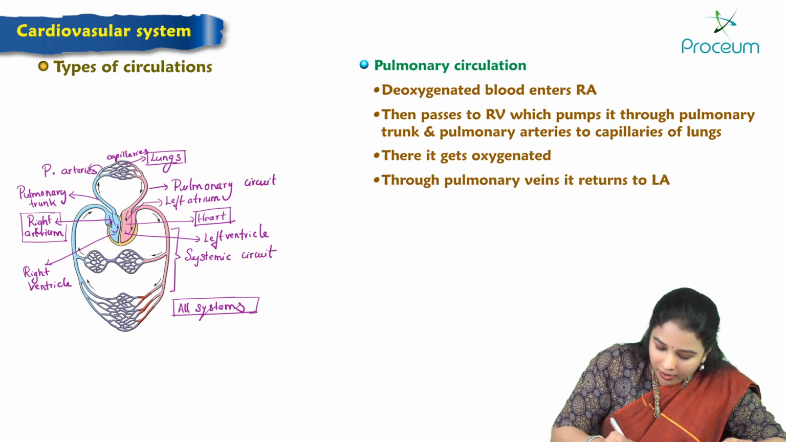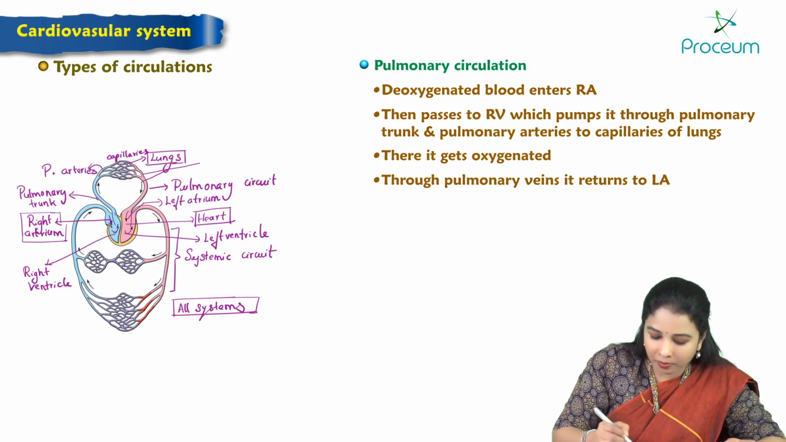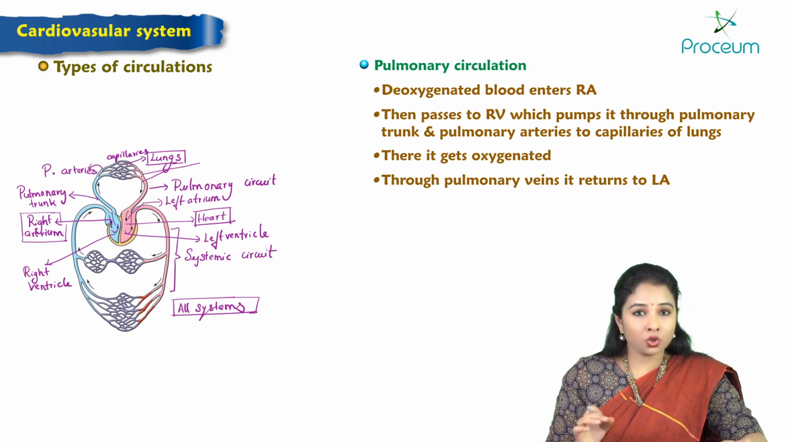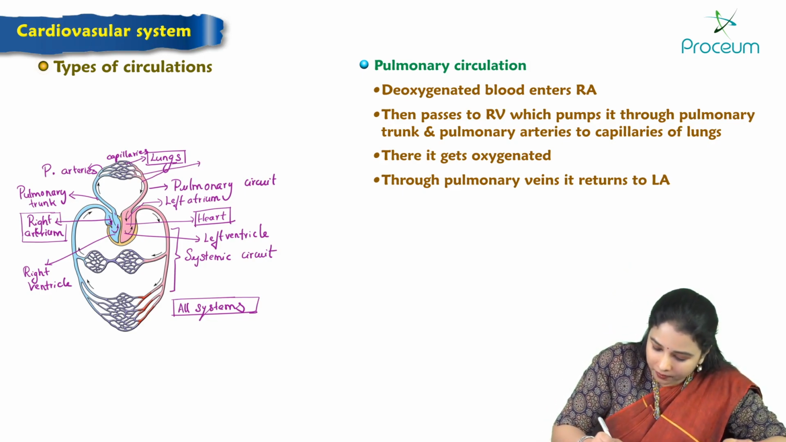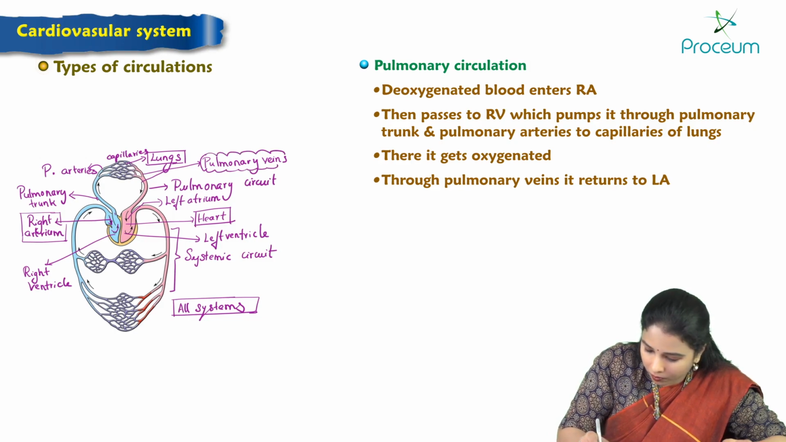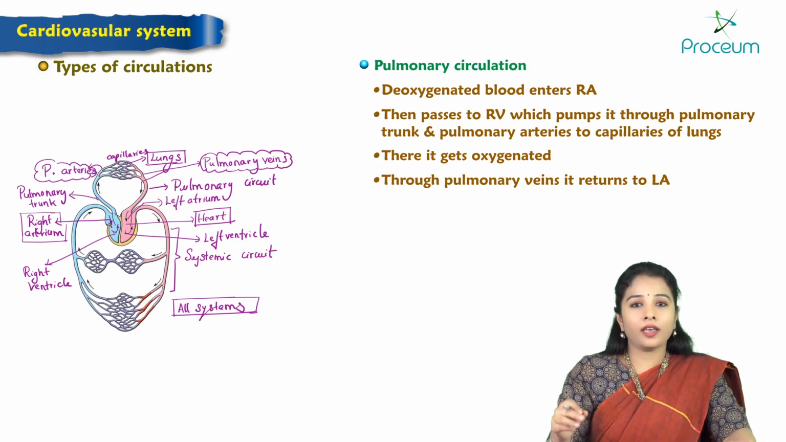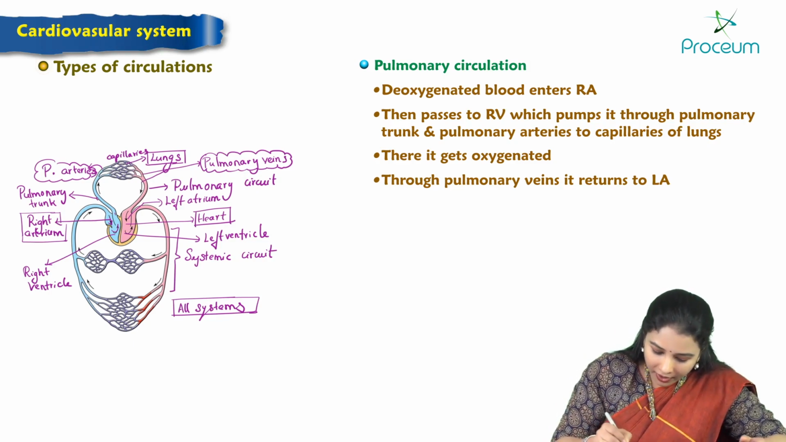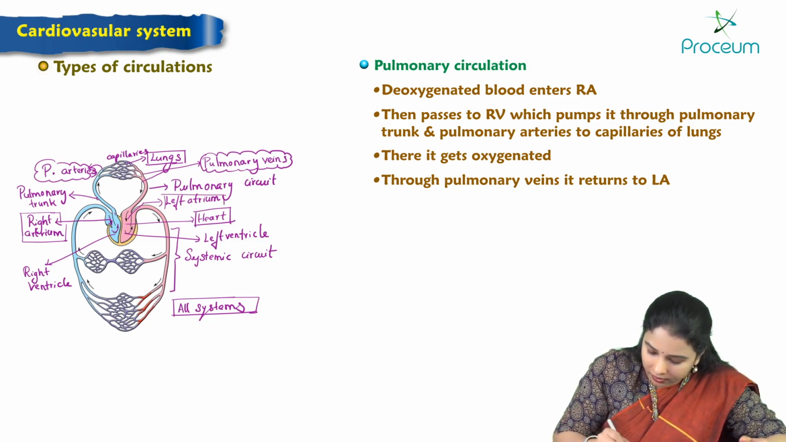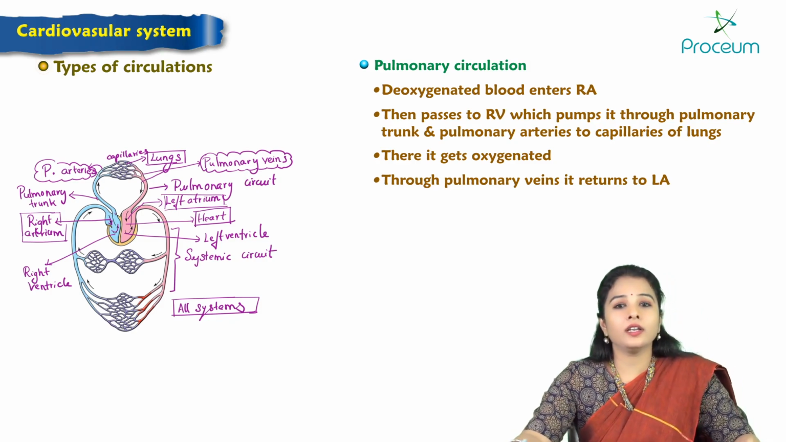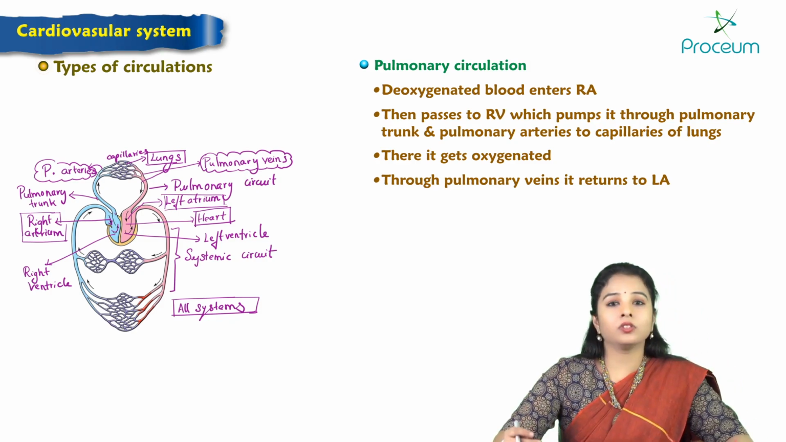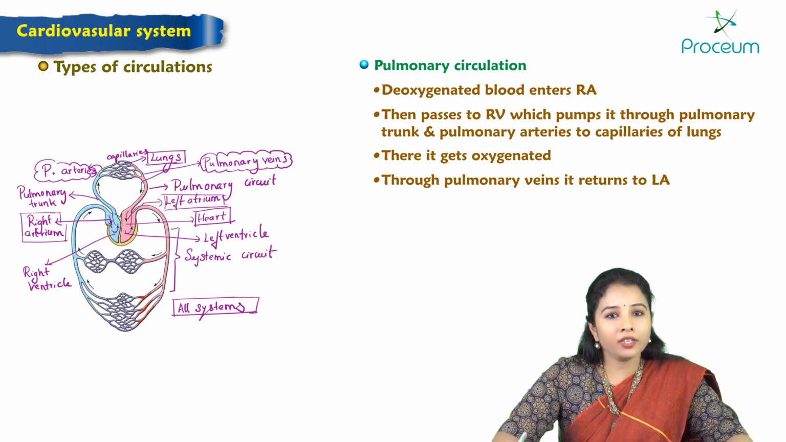So these are the pulmonary veins, which carry the oxygenated blood. That is why it is shown in pink color. Pulmonary veins. Here are the pulmonary arteries. So pulmonary veins carry the blood towards the left atrium of the heart, and finally it reaches the left atrium of the heart. So now the blood has reached the left atrium of the heart.